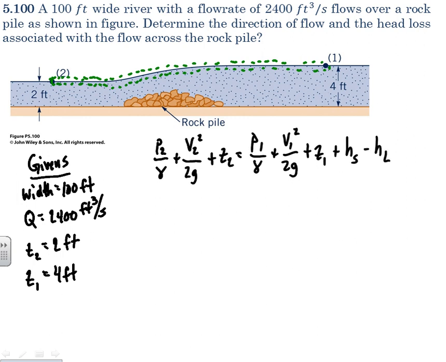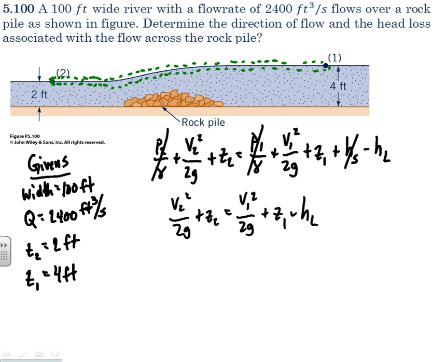So there's no shafts, pumps, or turbines in this problem. So we have no shaft head, so that disappears. We also know that location 1 and location 2 are the top of a free surface, so their static pressures are just atmospheric. So they're going to cancel each other. So these two terms disappear. And that's it. So now we can rearrange this, and we'll just have V2 squared over 2G plus Z2 has to equal V1 squared over 2G plus Z1 minus the head loss.